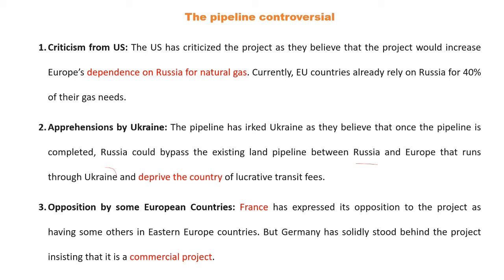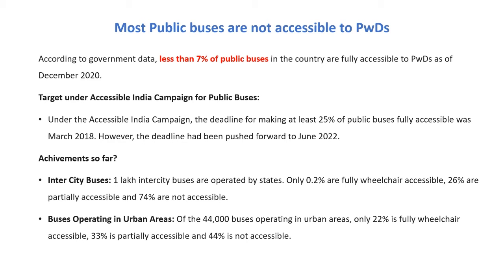France has expressed its opposition to the project, along with some other Eastern European countries. But Germany has solidly stood behind the project, insisting that it is a commercial project. Germany says it will not affect any other country, and we will be benefiting from this. So it is beneficial for Germany, but other countries are apprehensive because of this project. Let us discuss it in later current affairs.